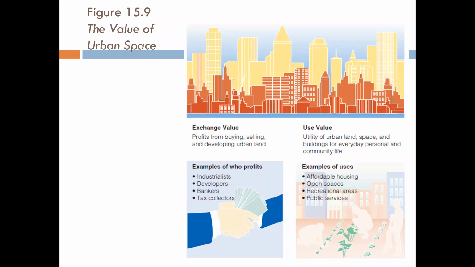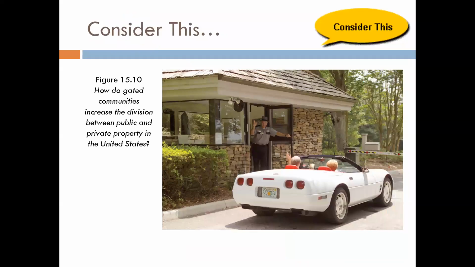The example of uses, an example of who profits: industrialists, developers, bankers, and tax collectors. When you're talking about the exchange value, what is your value? This is, for example, for industrialists. And for use value: affordable housing, open spaces, recreational areas, and public services.